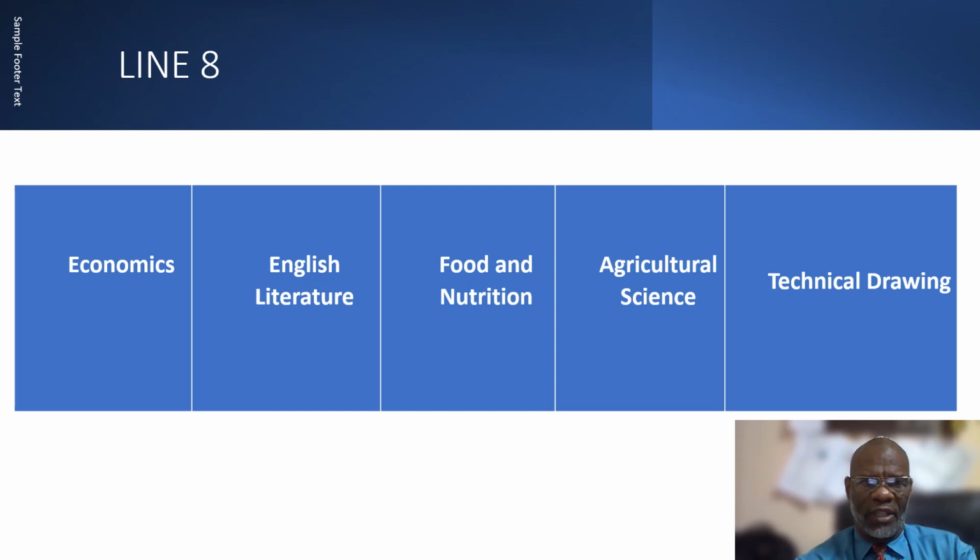Okay, so this slide has economics, English literature, and food and nutrition. Now food and nutrition includes health, so it's food, nutrition, and health. Right? So it's FNH. And then we have agri-science and we have technical drawing.